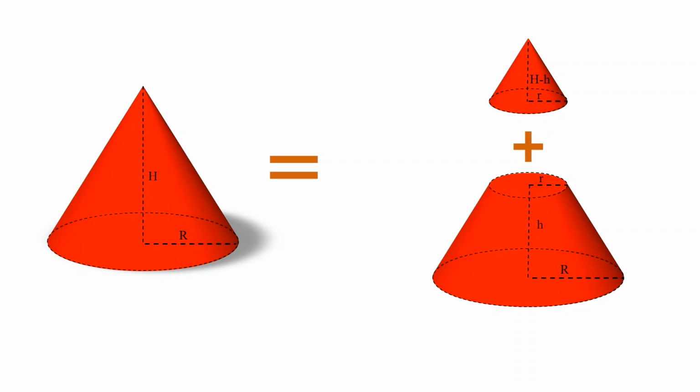Here again we show the equality that the volume of the original cone is equal to the volume of the frustum of the cone plus the smaller cone. Here we have represented the dimensions of the frustum and the smaller cone with respect to the original cone. It is very obvious, and we can correlate the dimensions in this figure.